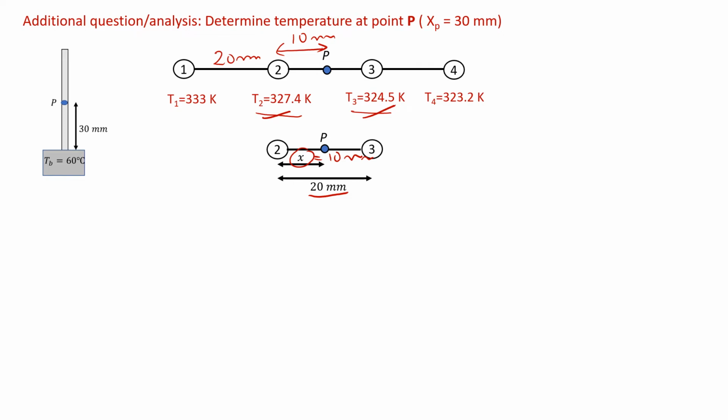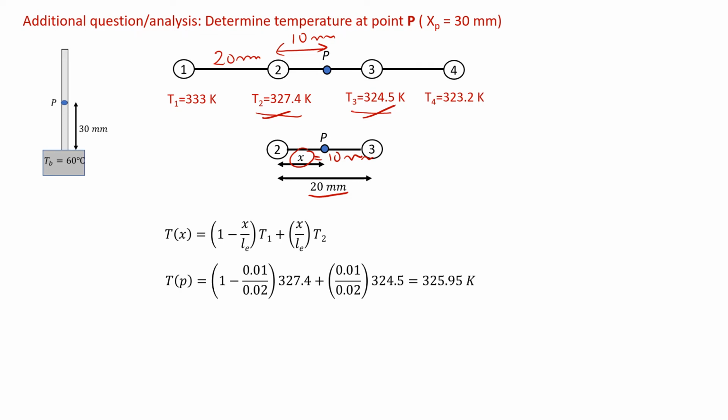Therefore, by using all this information and substituting into the temperature function that we derived in the previous video, we can obtain the temperature at point P, where X is equal to 10 mm, L_E is 20 mm, and T1 and T2 in this equation will be T2 and T3, as we are trying to solve for point P in element 2, which involves T2 and T3. So by replacing T2 and T3 into this equation with X and L, we can determine the temperature at point P, as shown here.